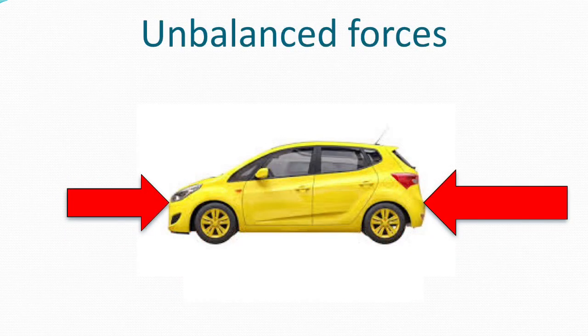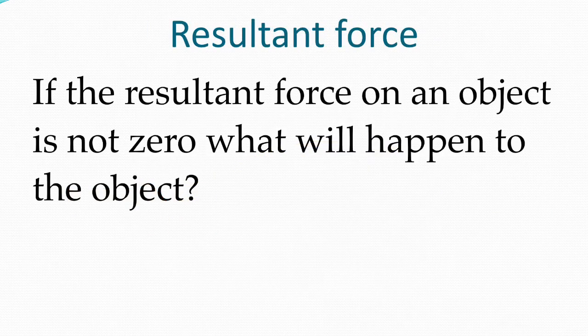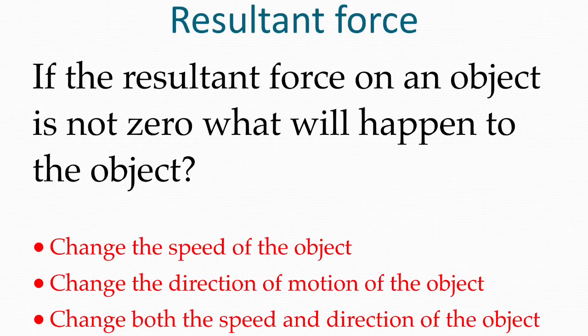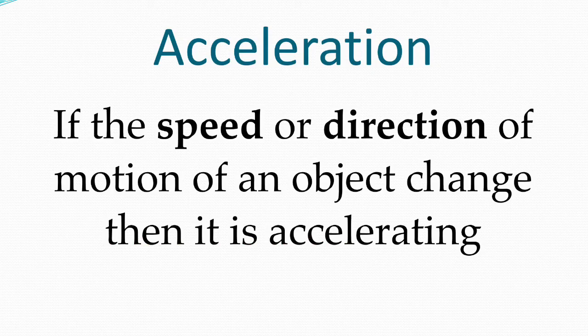We're now going to look at a situation where the forces on objects are unbalanced. What will happen to the motion of an object if the resultant force on that object is not zero? If the overall resultant force on the object is not zero, then the object will change its speed, either speeding up or slowing down, or change its direction, or it will do both, speed up and change direction. If the speed or direction of the motion of an object change, then that object is said to be accelerating.